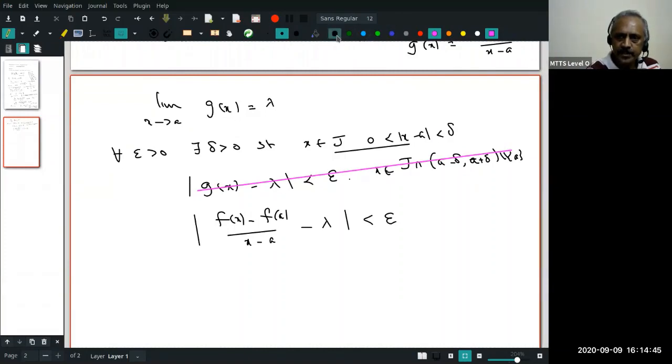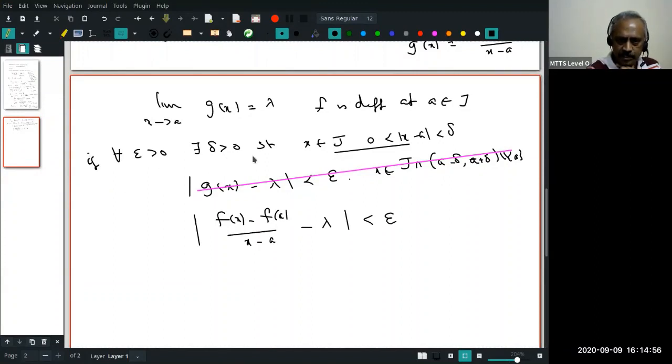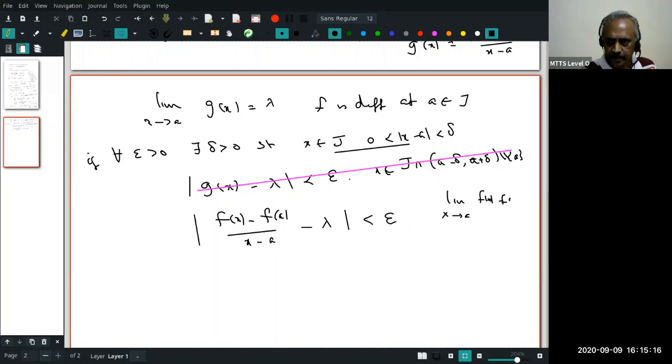So I say f is differentiable at a if for every epsilon positive, there is a delta positive, so that for all x in J with 0 less than mod x minus a less than delta, modulus (f(x) minus f(a)) by (x minus a) minus lambda is less than epsilon. Okay. So this is the precise way of writing what we are saying: the limit as x goes to a of (f(x) minus f(a)) by (x minus a) equals lambda. If you want to learn analysis better, you should learn this formulation.